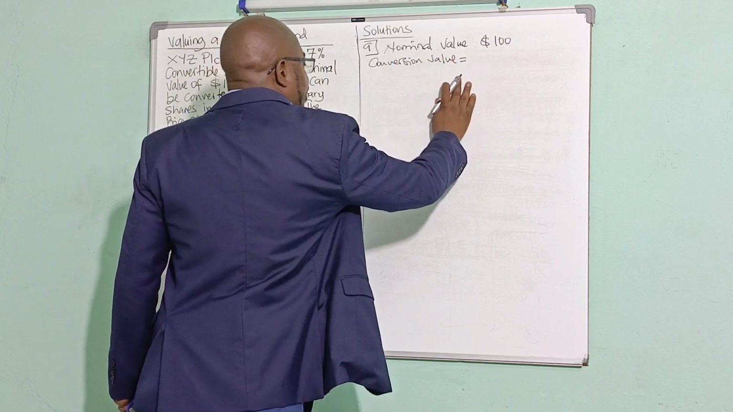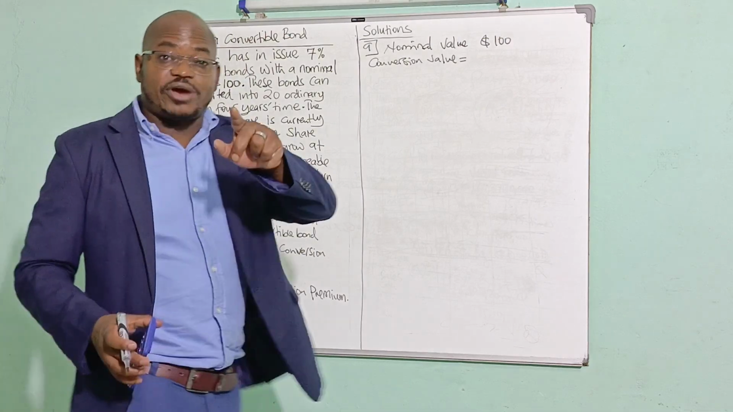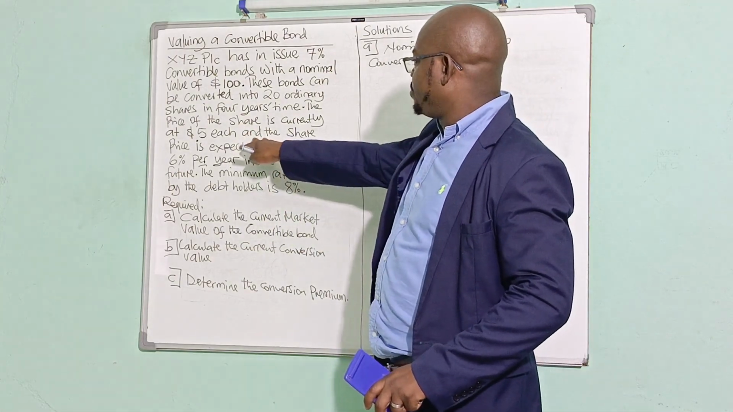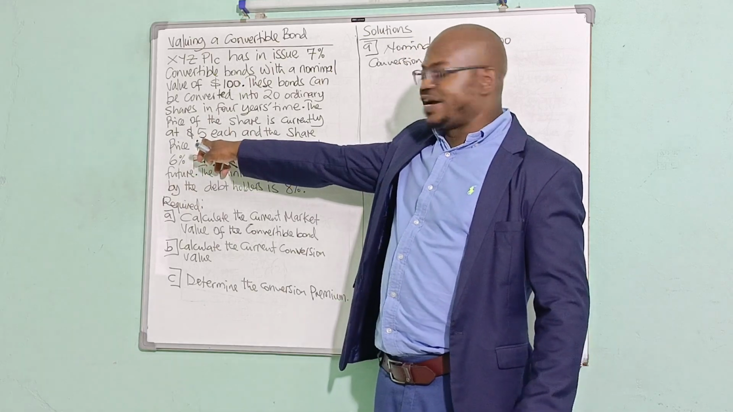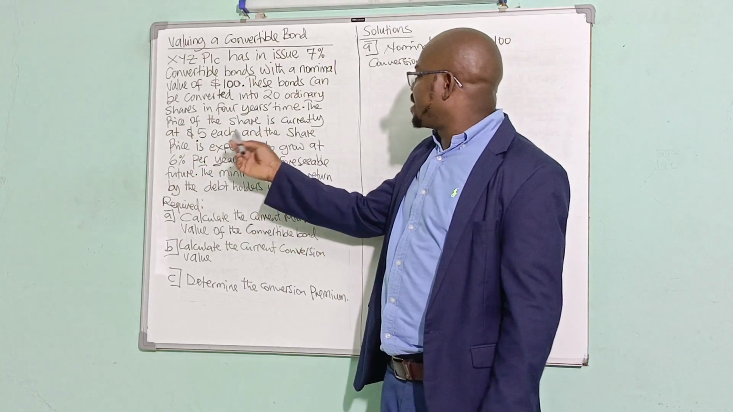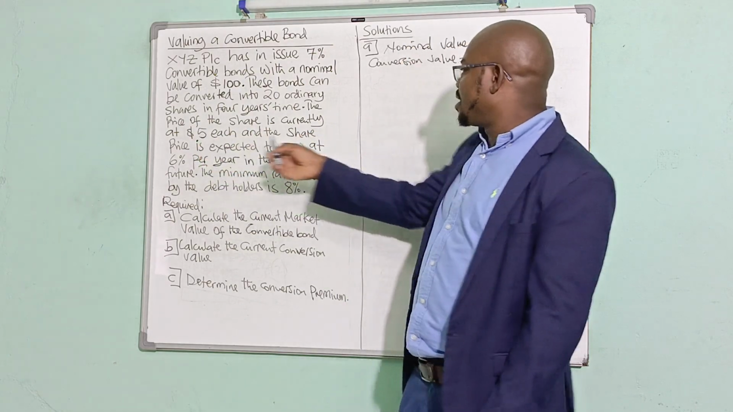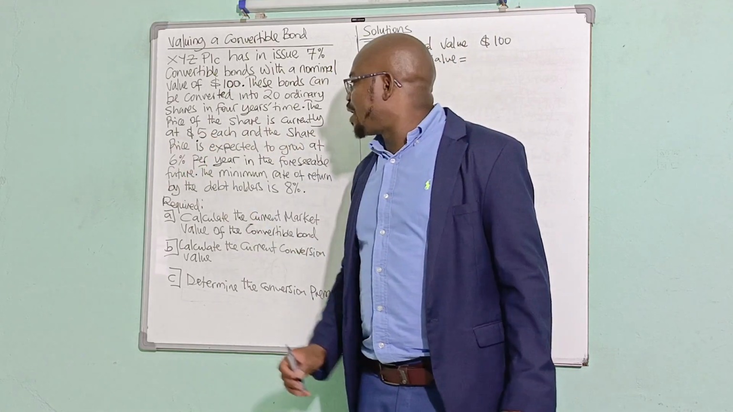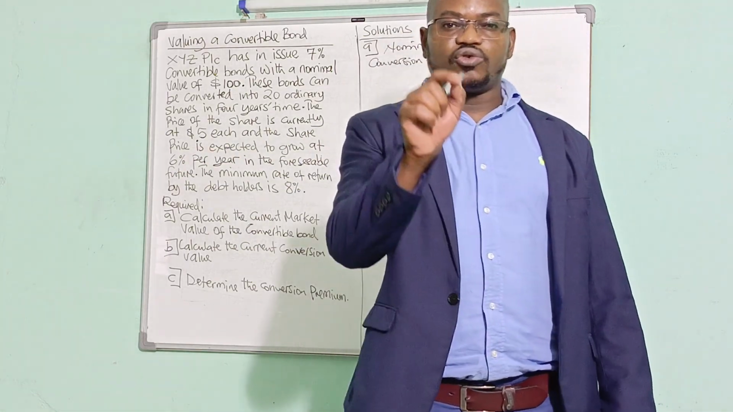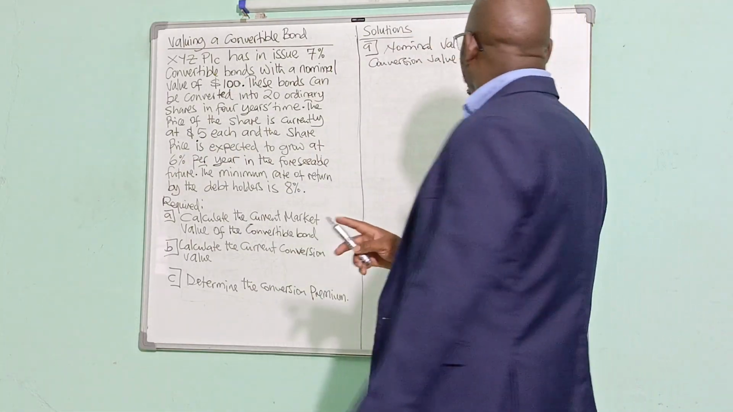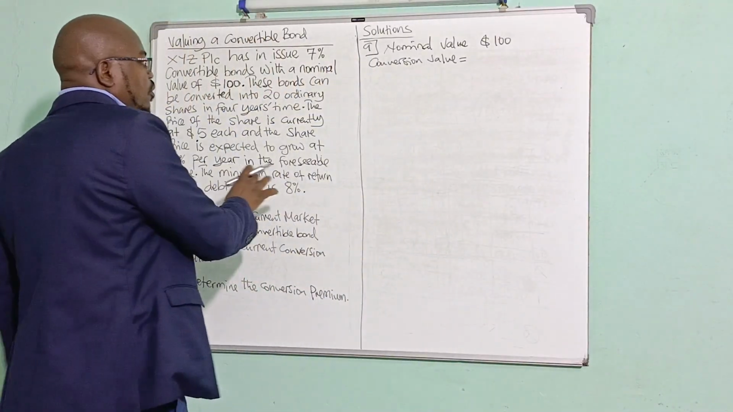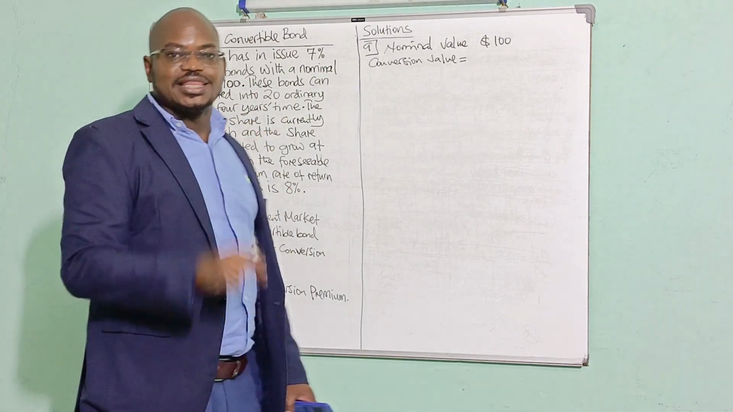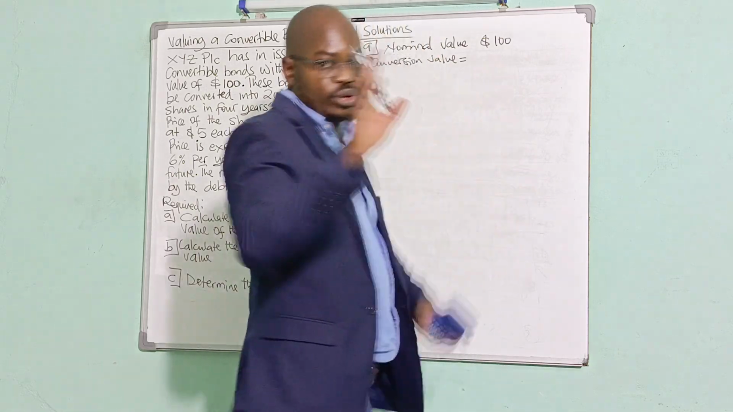Conversion value will be the share price at the time we are converting, which is 4 years' time. Remember, the share price is $5 today. The examiner is saying the price of the share is currently at $5 each. We need to find the value of the share in 4 years' time, and then we can multiply by 20 ordinary shares. That will give us an idea of the conversion value in 4 years' time.